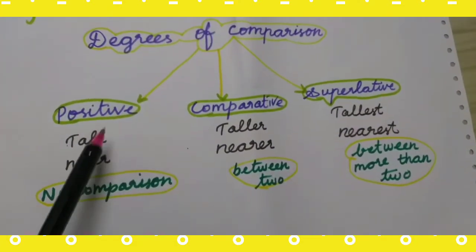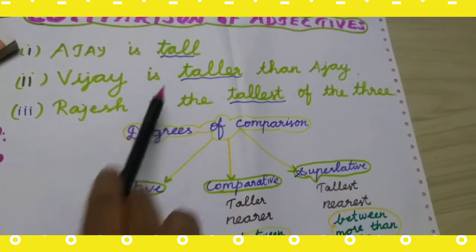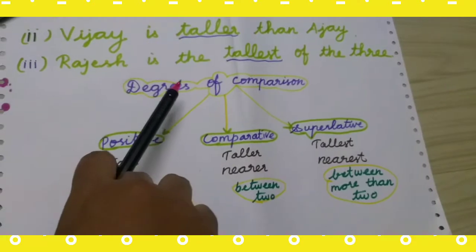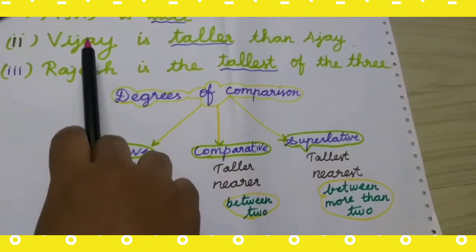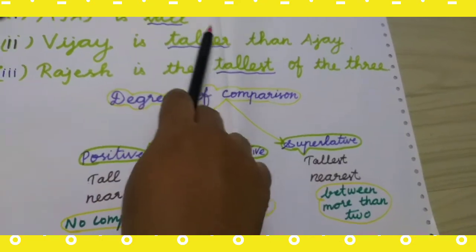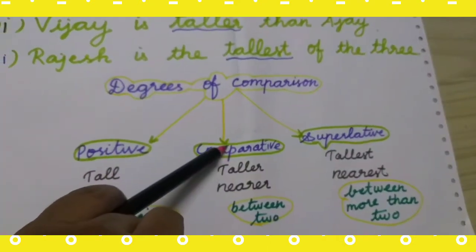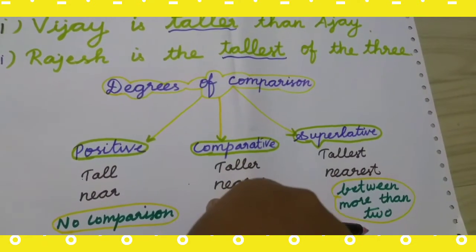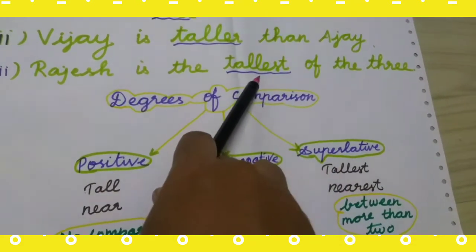Positive means no comparison. Here Ajay is tall. There is no comparison. That is positive. Comparative is between two, between Vijay and Ajay. Here we use taller, adding er. That is comparative. And superlative is between more than two. Okay, students, that is tallest.